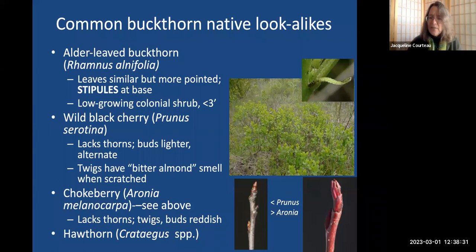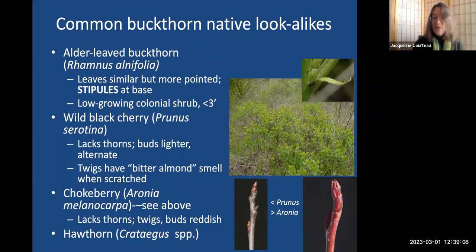Something that you might confuse it for, if you're just looking at twigs and buds, and oops, I'm trying to move this again so you can actually see my bud pictures there. You might confuse it with wild black cherry, Prunus serotina, or potentially even Prunus virginiana, the chokecherry, which are two of our native cherry species. Keep in mind that both of those lack thorns, and they're going to be very clearly alternate, not this wild alternate, subopposite, almost opposite kind of form.